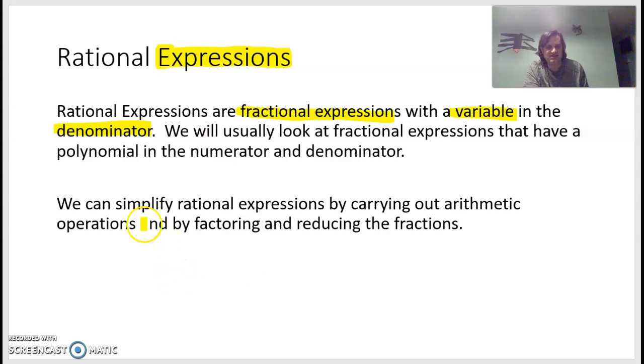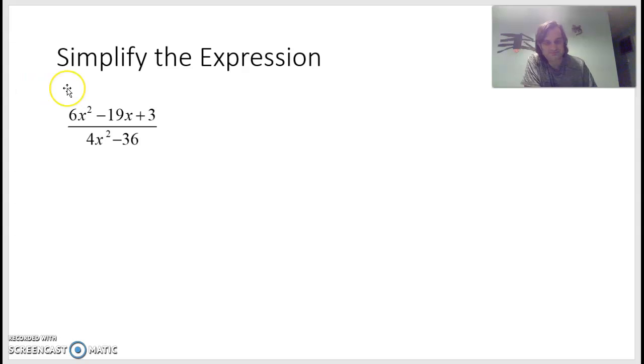And when we say simplify rational expressions, this could be carrying out operations such as add, subtract, multiply, divide fractions. It could also mean factoring and reducing, which is basically what we think of when we think of simplifying a fraction. So that's what we're doing. So let's see some examples and where we're going.